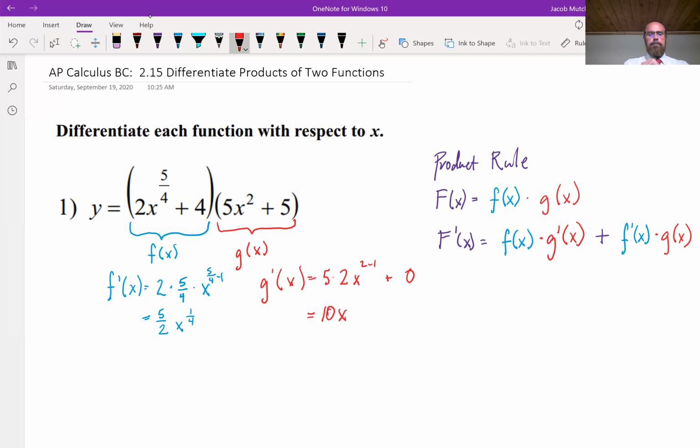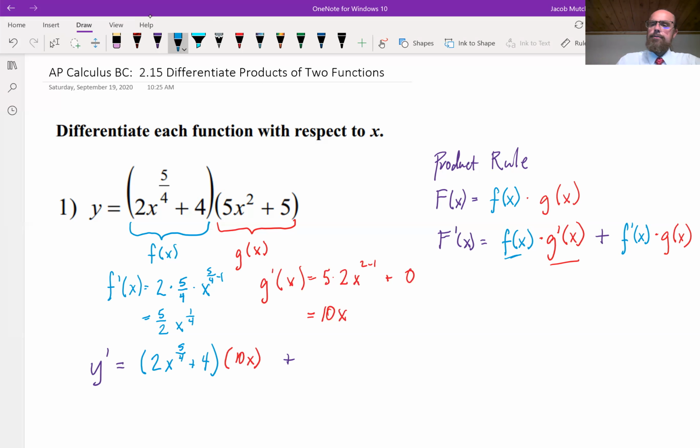So then I just want to take my derivative by substituting in these four different pieces that I have indicated here in my product rule. So we'll start off by saying the derivative of y. So my first substitution here is the original f of x. So that's 2x to the power of 5/4 plus 4. And then it's times the derivative of g of x. So we calculated that to be 10x plus.